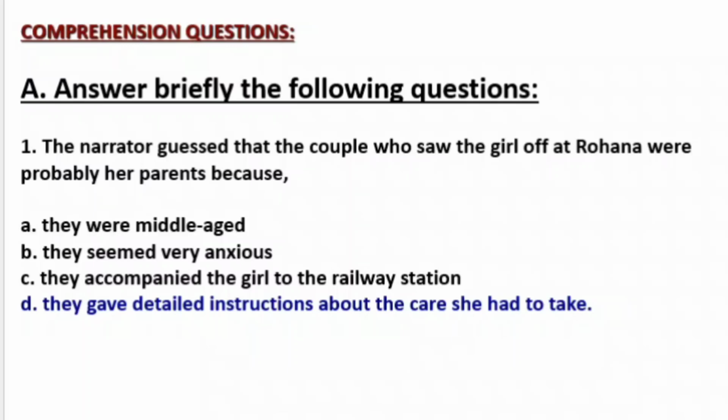Comprehension questions. A. Answer briefly the following questions. First one, the narrator guessed that the couple who saw the girl off at Rohana were probably her parents because option A, they were middle aged, B, they seemed very anxious, C, they accompanied the girl to the railway station, D, they gave detailed instructions about the care she had to take. So the answer is option D. They gave detailed instructions about the care she had to take.